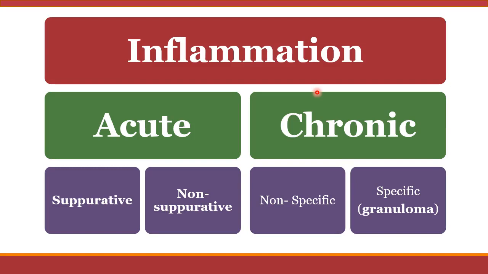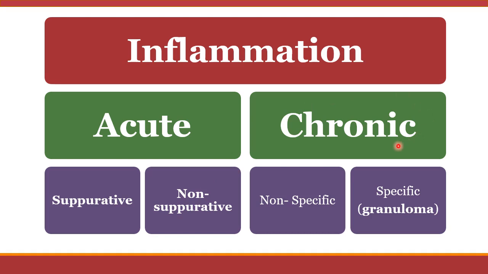Now we need to know a very important fact about chronic inflammation. Before, we discussed that acute inflammation has types. It is not a single type. The types of acute inflammation were suppurative and non-suppurative, and the main distinction between them depended on the presence or absence of pus. We already discussed that in detail in the previous lectures. Now we want to go to chronic inflammation.